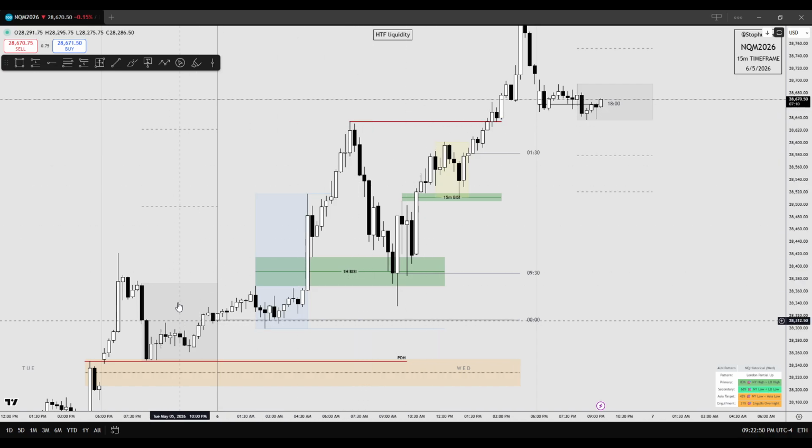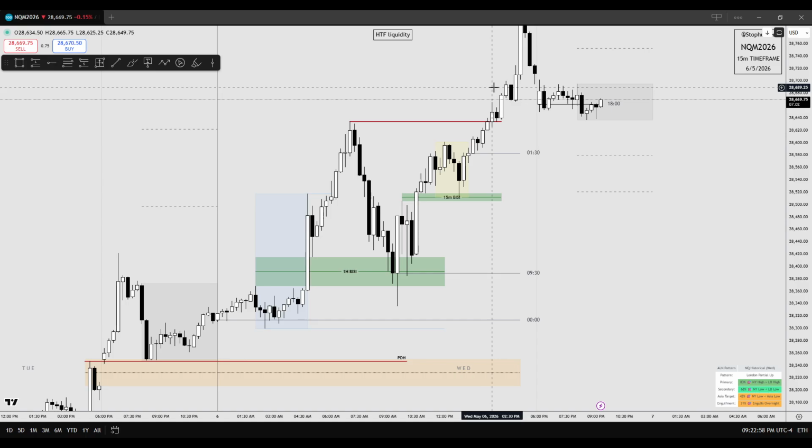Overall, I'm paying attention: what is the session doing? We're accumulating, and then displacement. Now I want to see New York also displace higher. Overall, from this, you can build narratives of what New York may do based off of Asia and London. You could do that here.